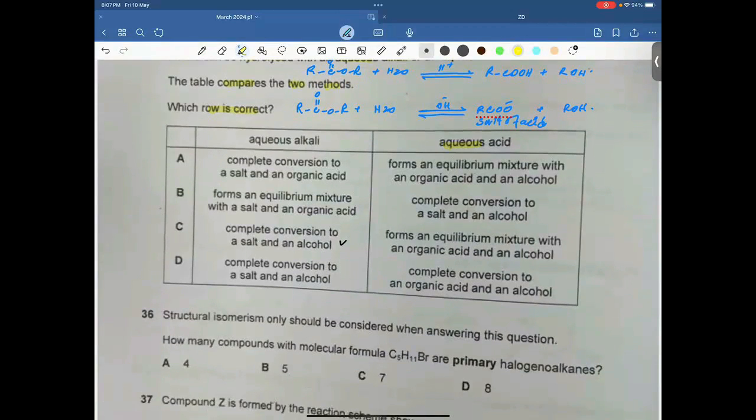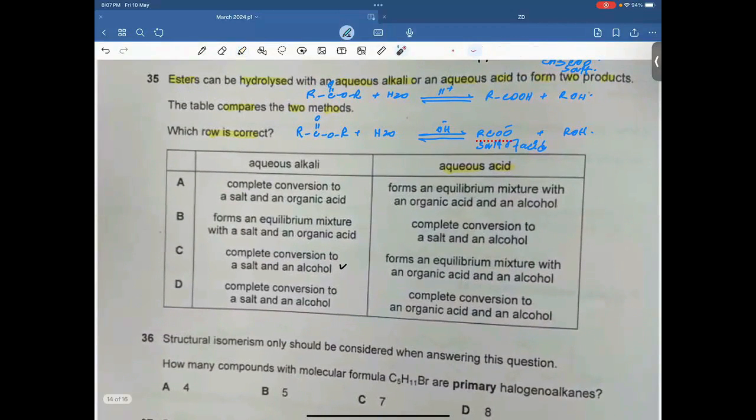Aqueous acid forms an equilibrium mixture. Equilibrium, because of this reversible sign, forms an equilibrium mixture of carboxylic acid and alcohol, organic acid and alcohol. That's right. Complete conversion to salt and alcohol. In organic acid, there is no salt, so this option is incorrect. Forms an equilibrium mixture with organic acid and alcohol. That's also right. Complete conversion of organic acid and alcohol.